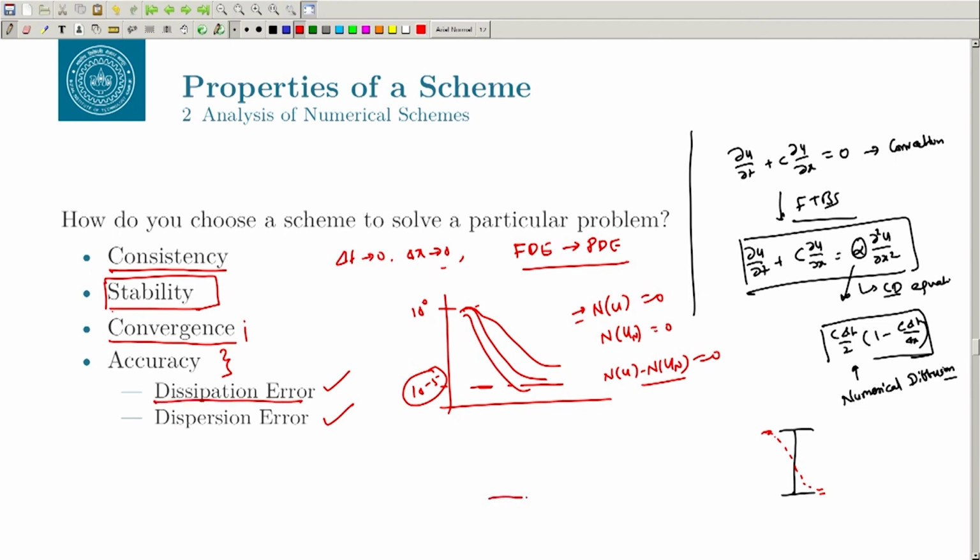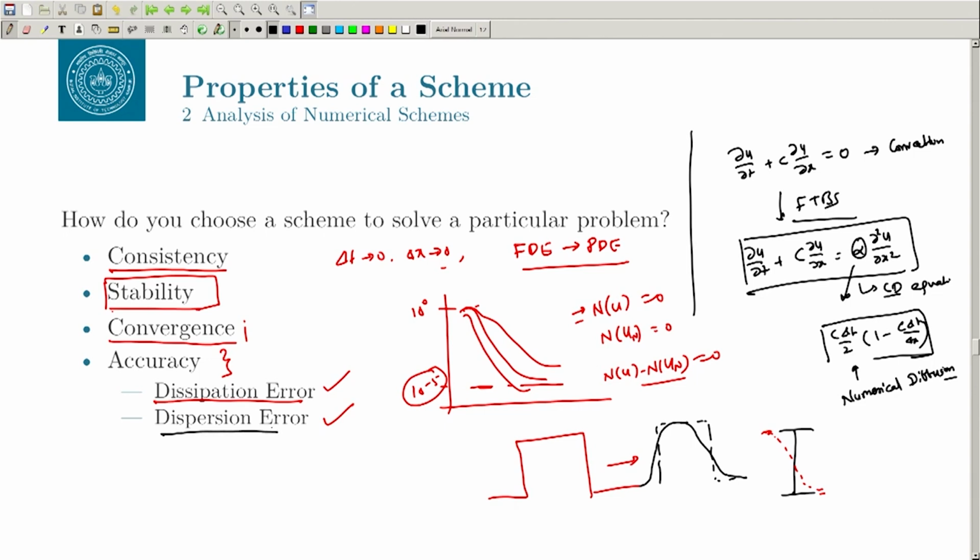So, let us say you had a profile, you started like this and you are convecting it. It should convect as it is, okay, it should go like this, but what you are getting is basically something like this, as we have seen from our solutions. That means some dissipation is happening, despite you not putting any dissipation in the equation. So, that is the dissipation error. The other is the dispersion error.